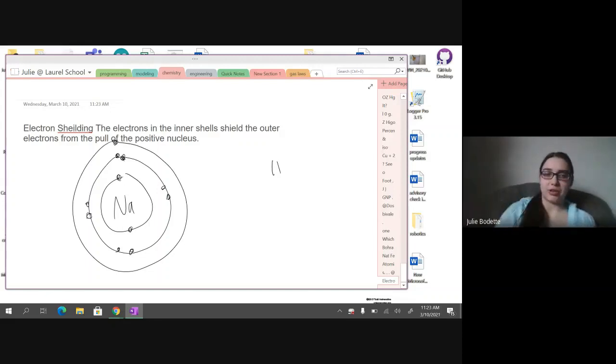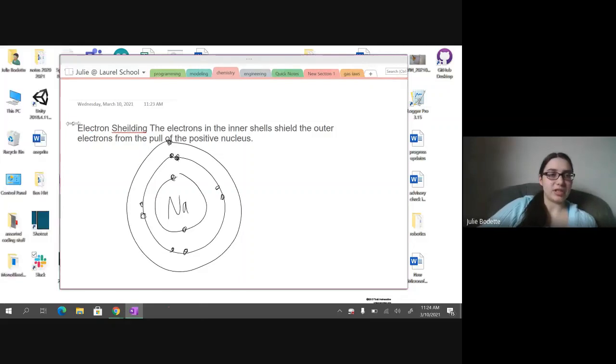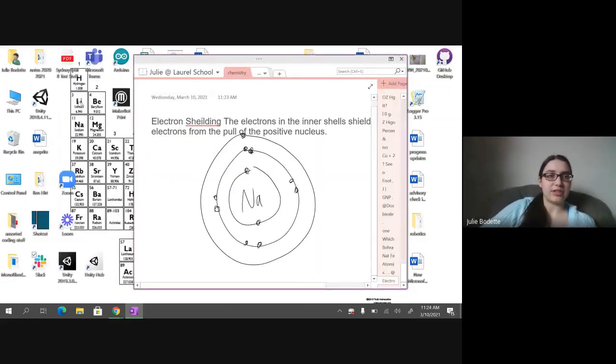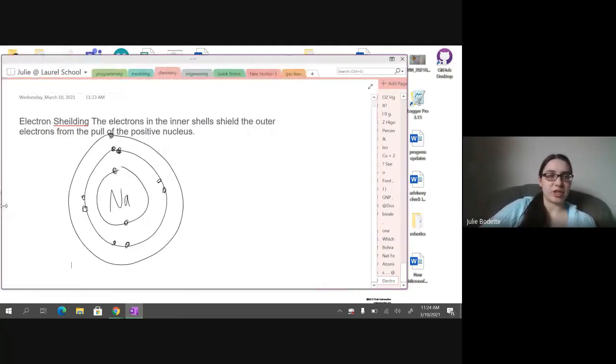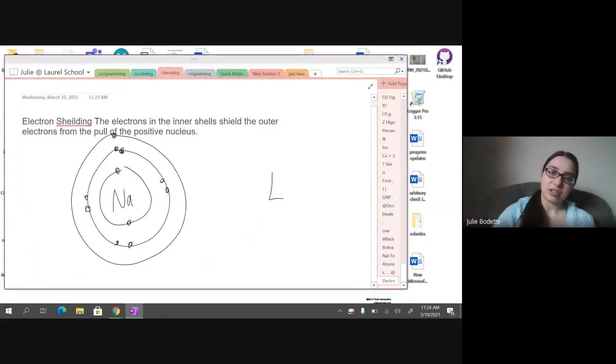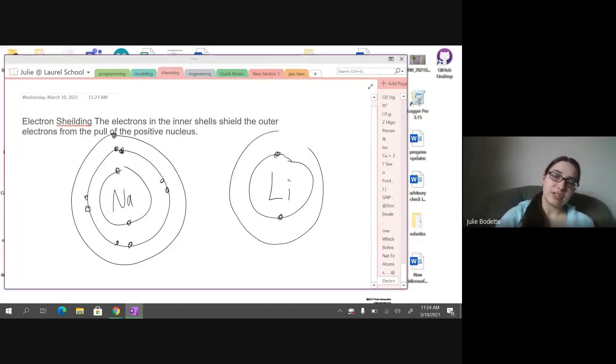And you know what? Let's compare that to something that's similar to sodium. If I look at this, here's sodium, here's lithium. They're in the same column, so I'll draw lithium. And lithium only has 3 electrons. So here's lithium. Here are its first 2 electrons that fill up the first shell. And here's its next electron.